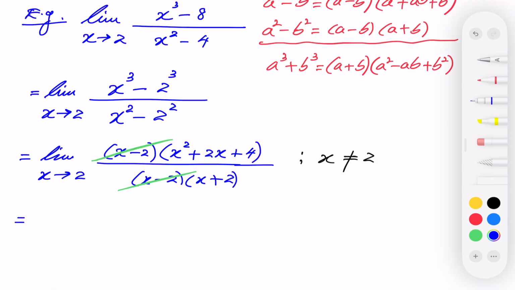Now we have this part of the function remaining. We can try the direct substitution at this point. When I substitute 2 on the numerator, I will have 2 squared, which is equal to 4, plus 2 times 2, which is also equal to 4, plus 4. So the numerator is equal to 12, and the denominator will be just 2 plus 2, which is equal to 4. So this reduces to 3. All right, that was exactly the same answer that we obtained using the numerical method as well.